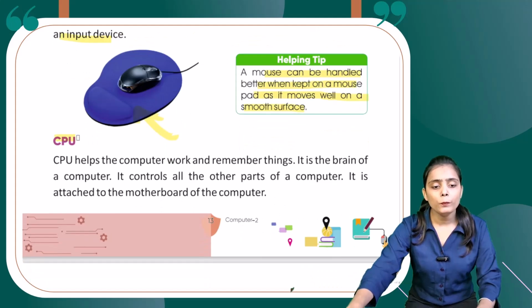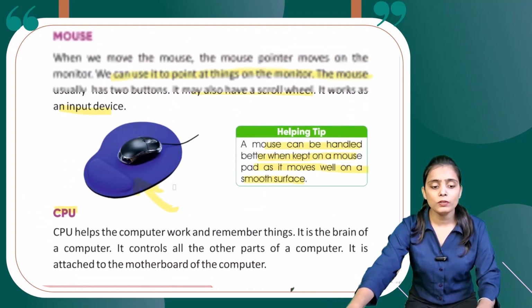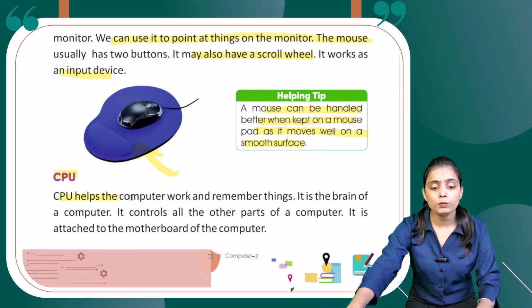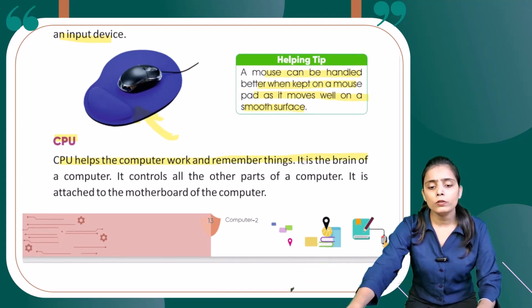So here let's see the CPU. The next main part of the computer, CPU helps the computer work and remember things. It is the brain of a computer. It controls all the other parts of the computer. It is attached to the motherboard of the computer.